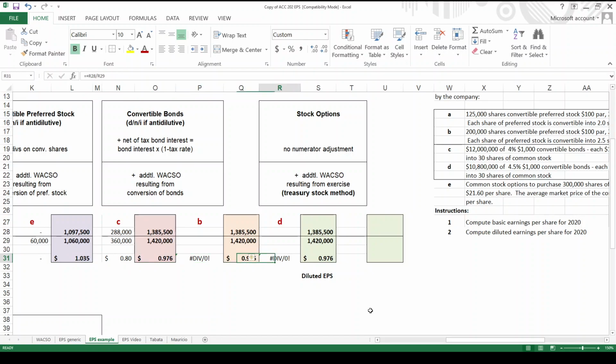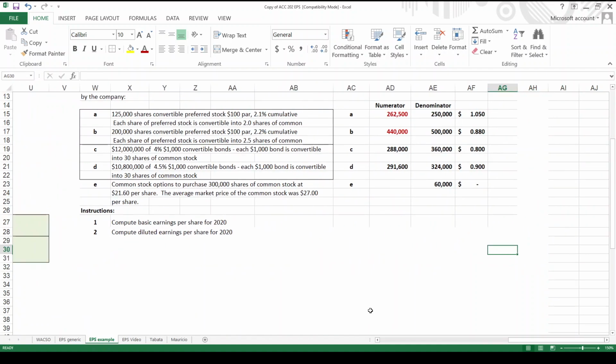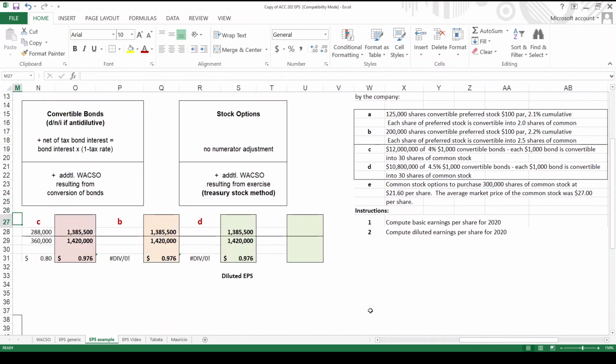What's the next worst thing that could happen? That would be these guys over here, the 88 cents a share, letter B. So we'll go with 440 and 500 for letter B. Plug those in over here. That's the 88 cents. Add the 440 to the numerator. Add the 500 to the denominator. Now we're down to 95 cents.